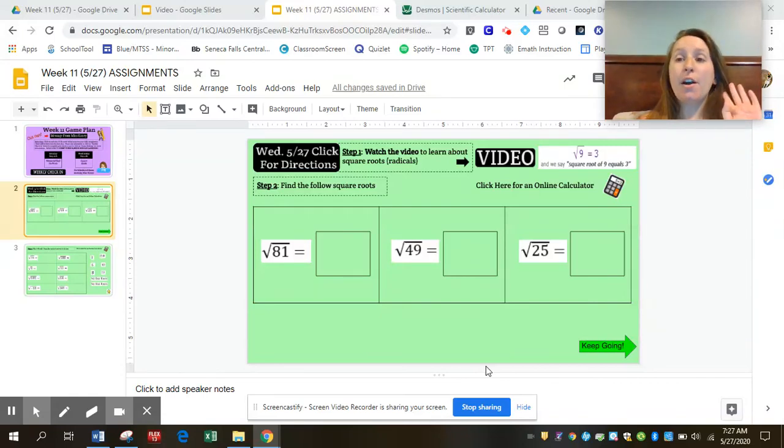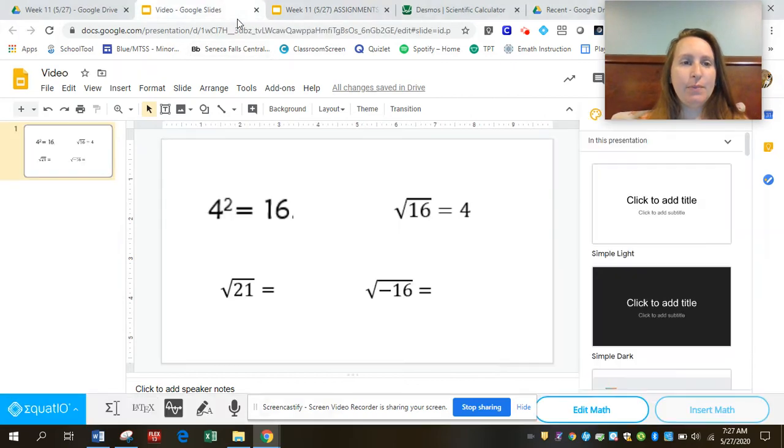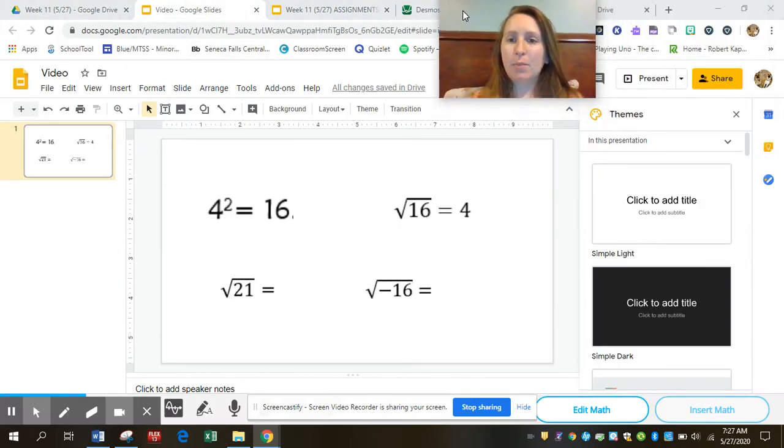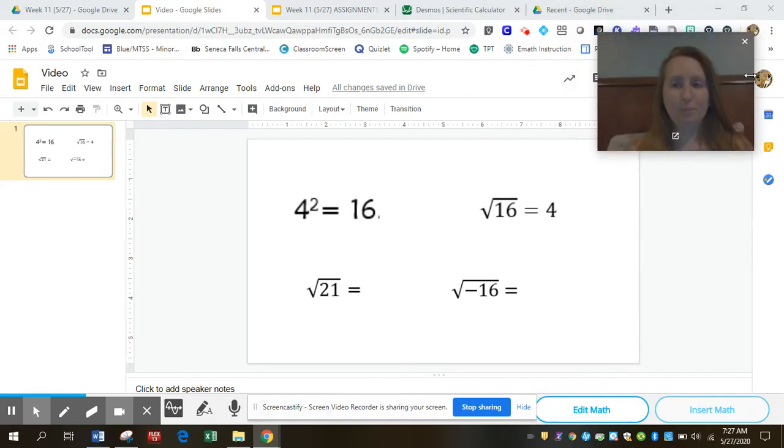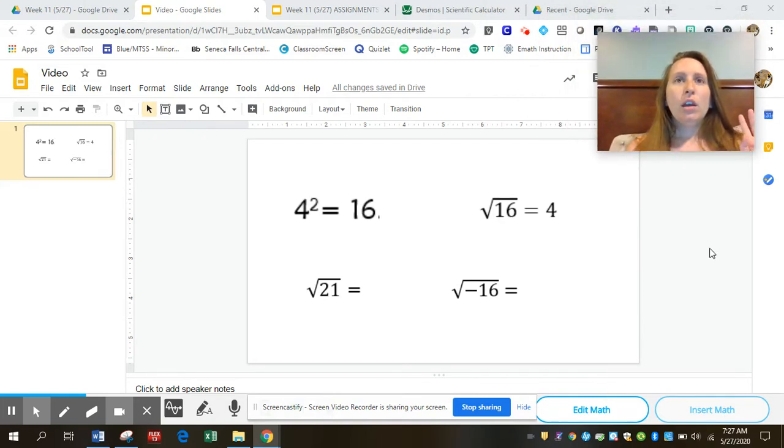So this week we are starting our radicals unit, or square root unit. Kind of like how addition and subtraction are opposites and multiplication and division are opposites, squaring a number and square rooting a number are opposites. They are direct opposites of each other.